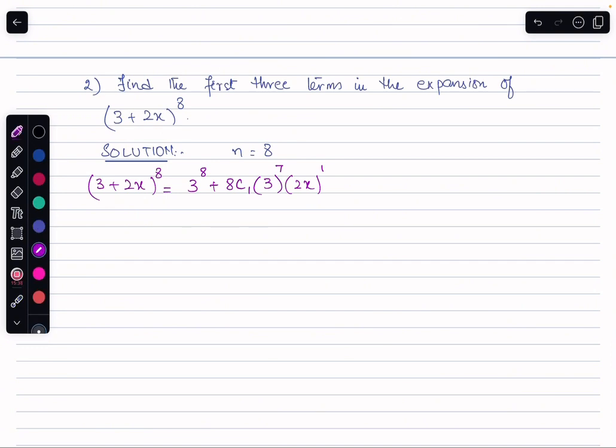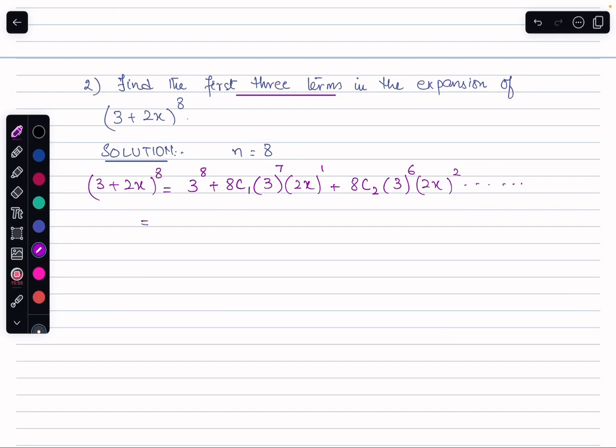Expanding it more, I need the first 3 terms only. So going for the second term, I should say that this is 8c2, 3 to the power 8 minus 2, which will give me a 6, and then 2x to the power square here. And then we don't want the other terms.